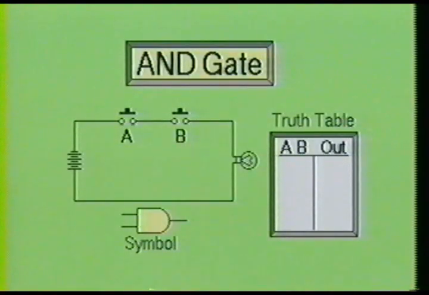Here we see a simple circuit using two switches, A and B, and a lamp as the load. This simple circuit can be used to illustrate the basic operating principles of the AND gate. Switches A and B are normally open switches. You should also note that a truth table has been placed by the AND gate symbol.